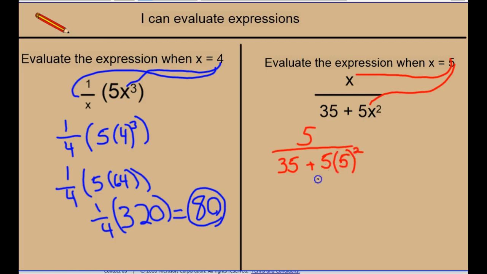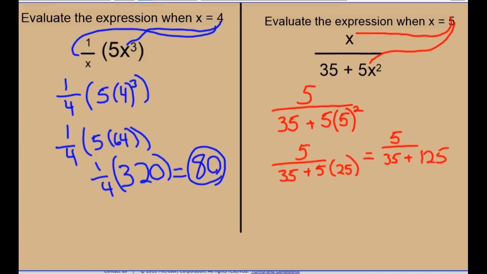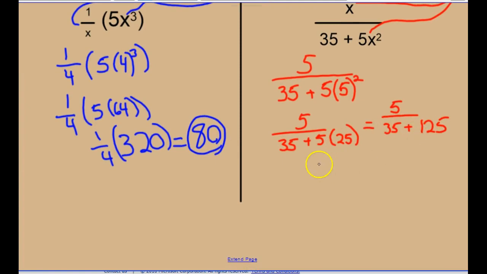First thing we gotta do is our exponents. So we get 5 over 35 plus 5 times 5 squared, which is 25. That comes out to be 5 over 35 plus 5 times 25, which is 125. Now 35 plus 125, we have 5 over 160.